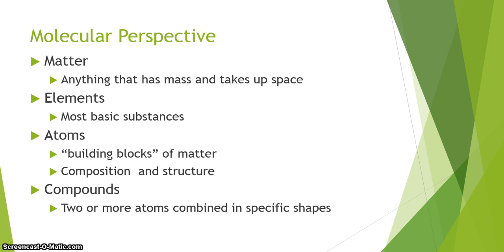Elements are our most basic substances, and atoms are the building blocks of matter. They are what compose it, they're what make up everything. So elements are one type of atom, and compounds are two or more atoms that are combined in specific shapes.